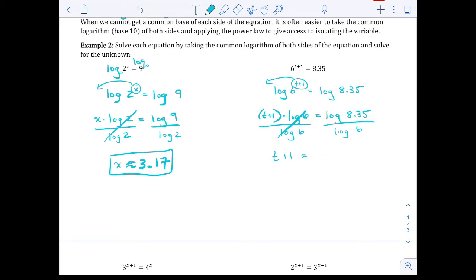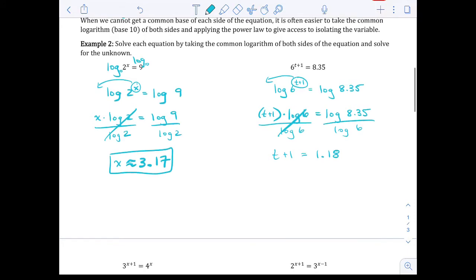And we divide that by log of 6. And we get about 1.18. And now I want t by itself, so I'm going to have to subtract 1 from both sides. So t is going to be equal to 0.18 when I subtract 1 from both sides.